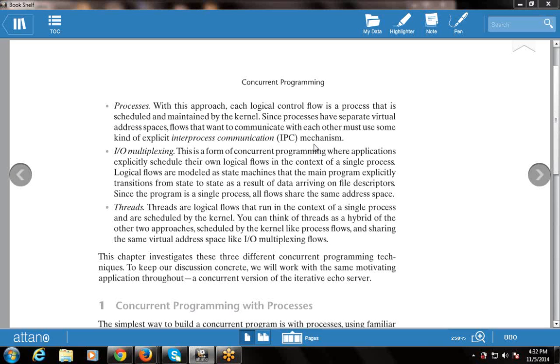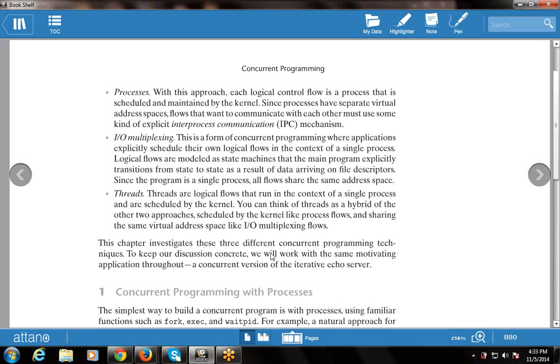Next is input-output multiplexing. This is a form of concurrent programming where applications explicitly schedule their own logical flows in the context of a single process. Then next is how to maintain concurrency with the help of threads. Threads are logical flows that run in the context of a single process and are scheduled by the kernel.